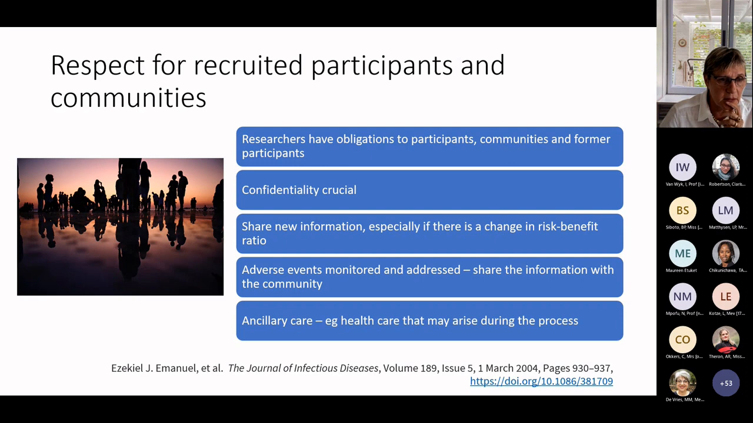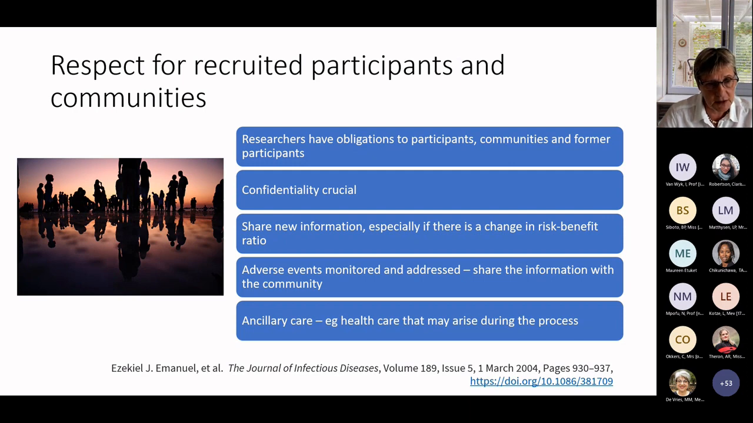We should respect our participants and their communities. We have the obligation as researchers. In this process, privacy and confidentiality is crucial. We should make sure that that is maintained at all times. And then the important thing, which we don't always think about as researchers, is when we get the new information generated, and this is very often quite a while down the line, we should start sharing this new information specifically with the participants and the community, so they also benefit from that new knowledge.